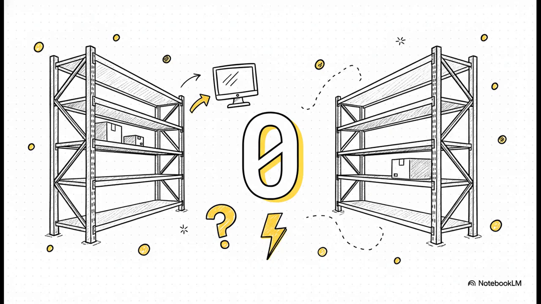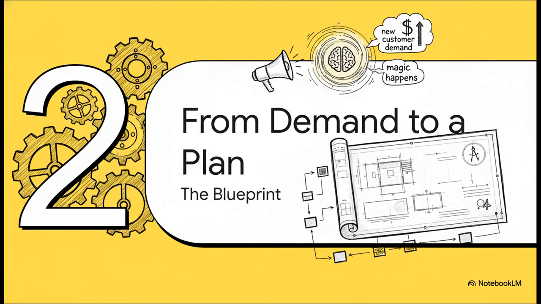But here's our first plot twist. The system checks the warehouse, and the inventory for this item is 0. Yep, nothing. The shelf is totally empty. All of a sudden, that simple order has turned into a problem that the entire system now has to solve. And this is where the magic really starts to happen.